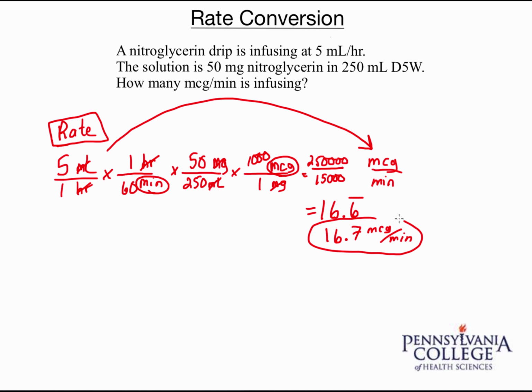So again, in this problem, I started with a rate that I knew to be true. The nitroglycerin was infusing at 5 milliliters every hour. I changed the hours into minutes. I then, realizing that I could go from milliliters to milligrams, did that, and then used my knowledge of the metric system to get into micrograms.